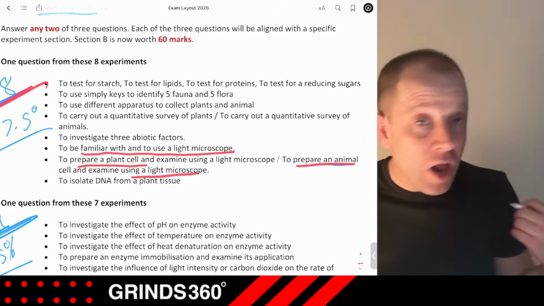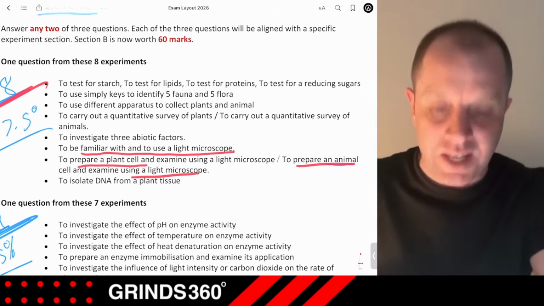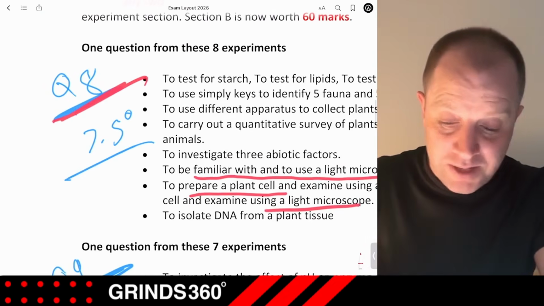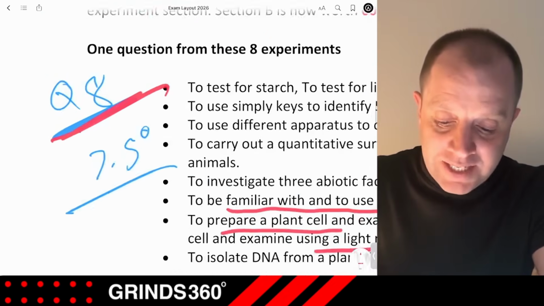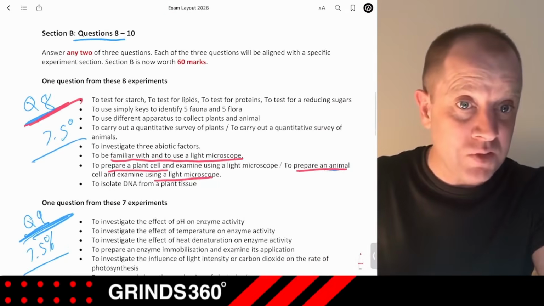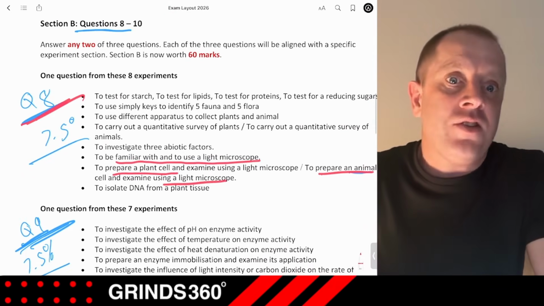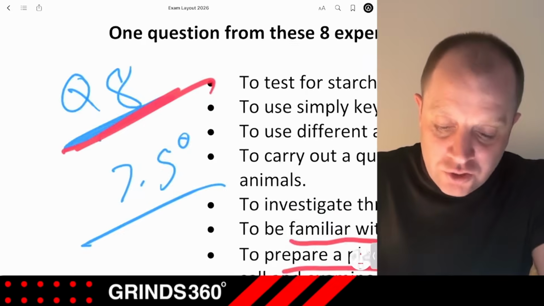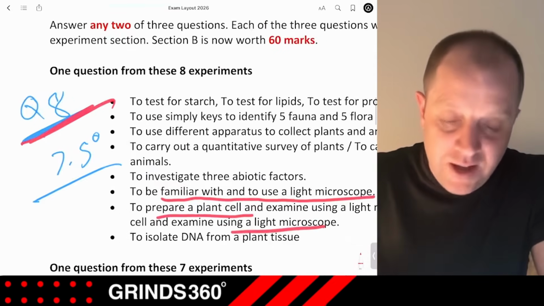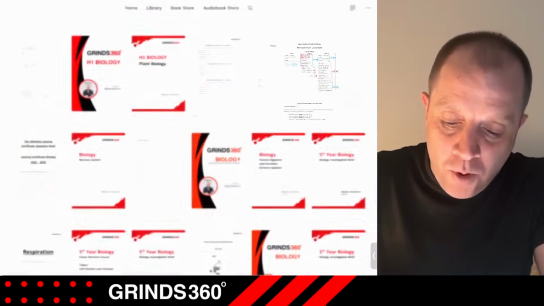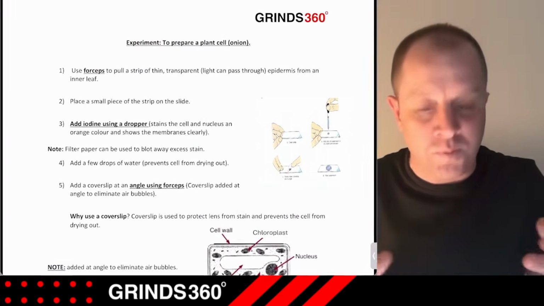All right, and a lot of people don't even, this is the crazy thing, I'm sure some people here, until they saw this week, didn't know that question 8 was on those 8 experiments. And if you don't know that, then you're at a disadvantage, because you studied those 8 experiments, you got 7.5% of your paper. So that's why it's so important that you know which experiments are grouped with which question.